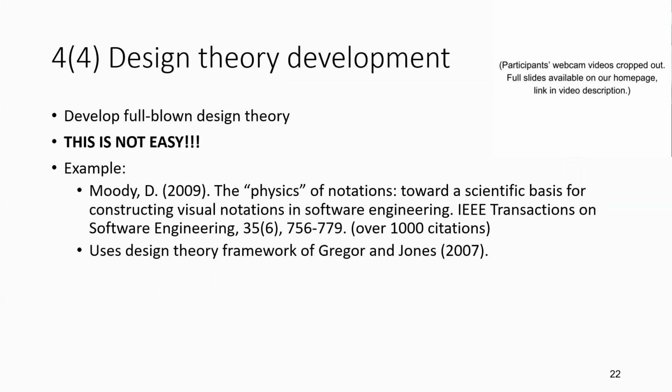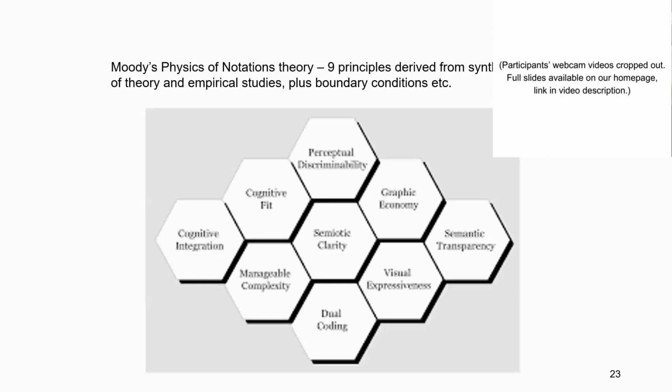Okay, and the last one I'll talk about is design theory development. This is not easy. Very few examples of a whole design theory. One is Daniel Moody, who just happens to be Australian as well. And he called this the physics of notation: towards a scientific theory of constructing visual notations. And that was very carefully constructed. And he used the design theory framework we had in 2007. And he got his principles from synthesis of theory and empirical studies plus boundary conditions. So it's good. And I think it's been very useful to people.